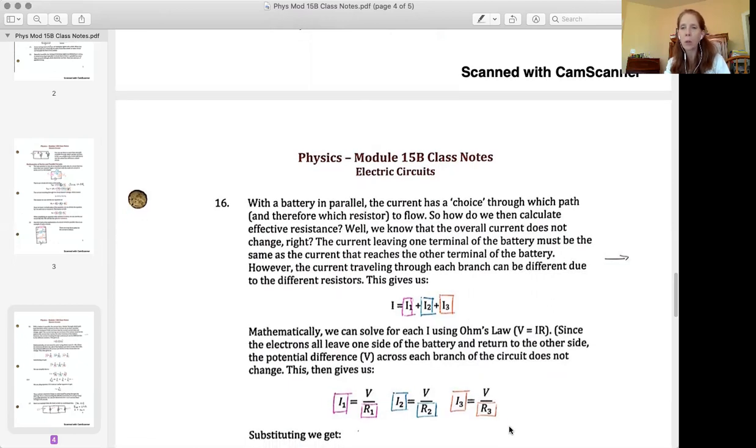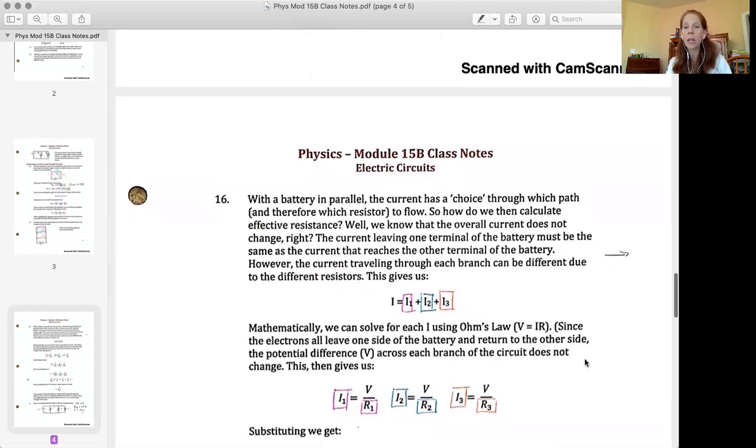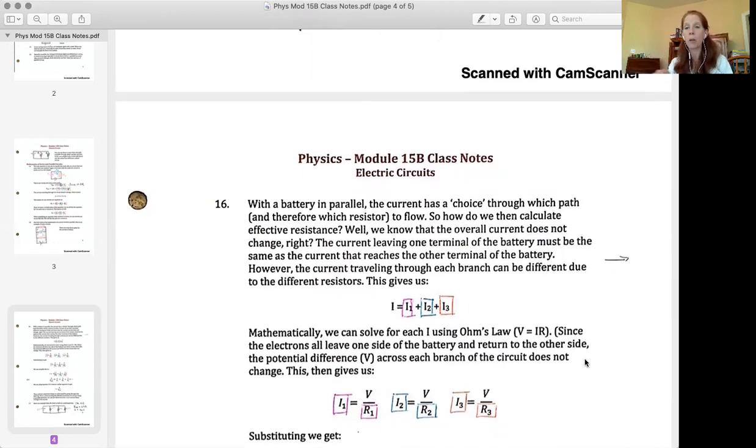Now, here is the question. What do we know about the electric potential? The electric potential across the circuit does not change. So in our series circuit, it was the current that stays the same across each resistor. In our parallel circuit, it's the electric potential that stays the same across each resistor. So we can say I1 equals V over R1, I2 equals V over R2, and I3 equals V over R3.